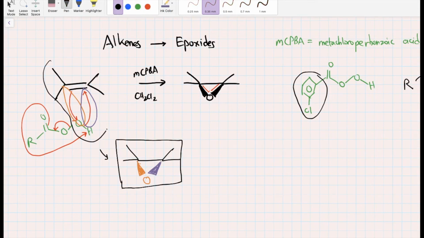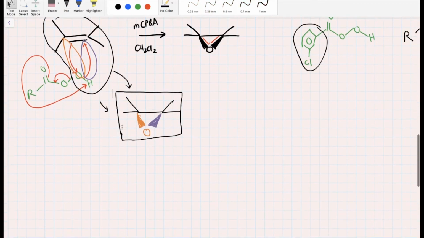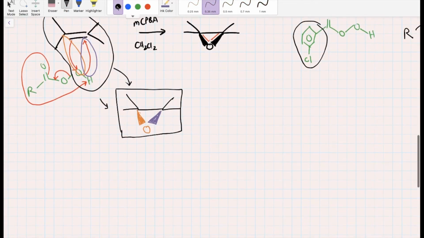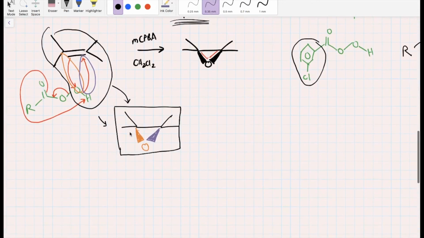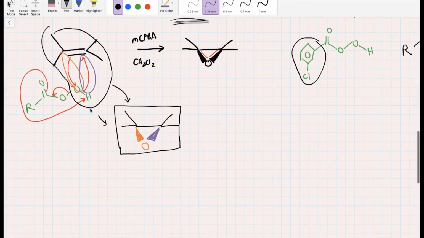This part over here is what made this epoxide. But then what happens to the rest of this stuff? Like, essentially, what is the byproduct? Obviously, our goal here was to make an epoxide, hence the title of this video. But there are still some byproducts which are also very important, okay? So the byproduct is right over here.